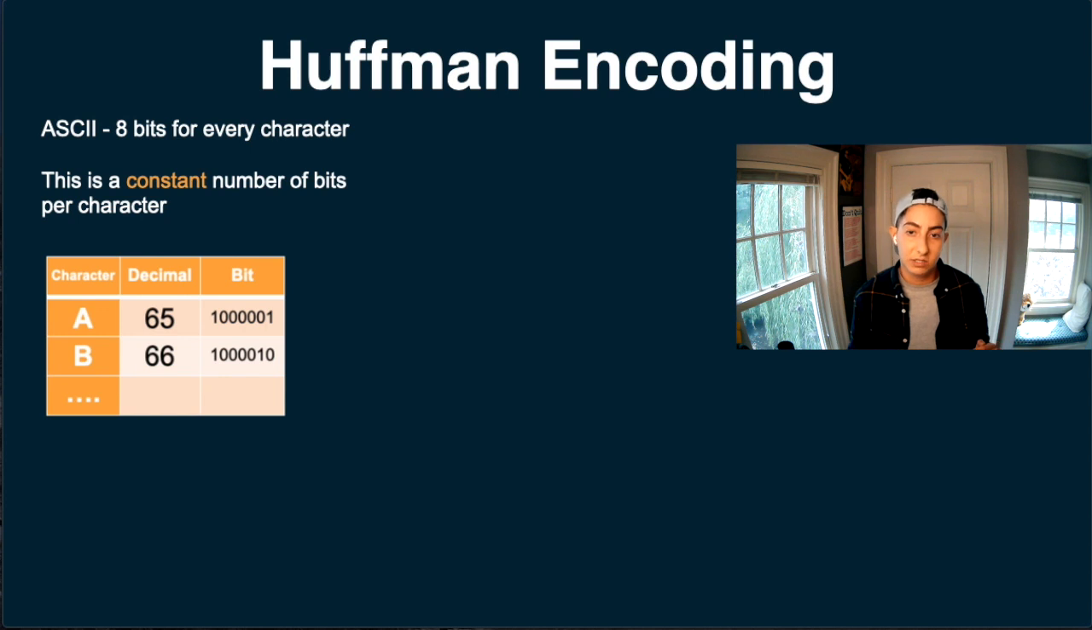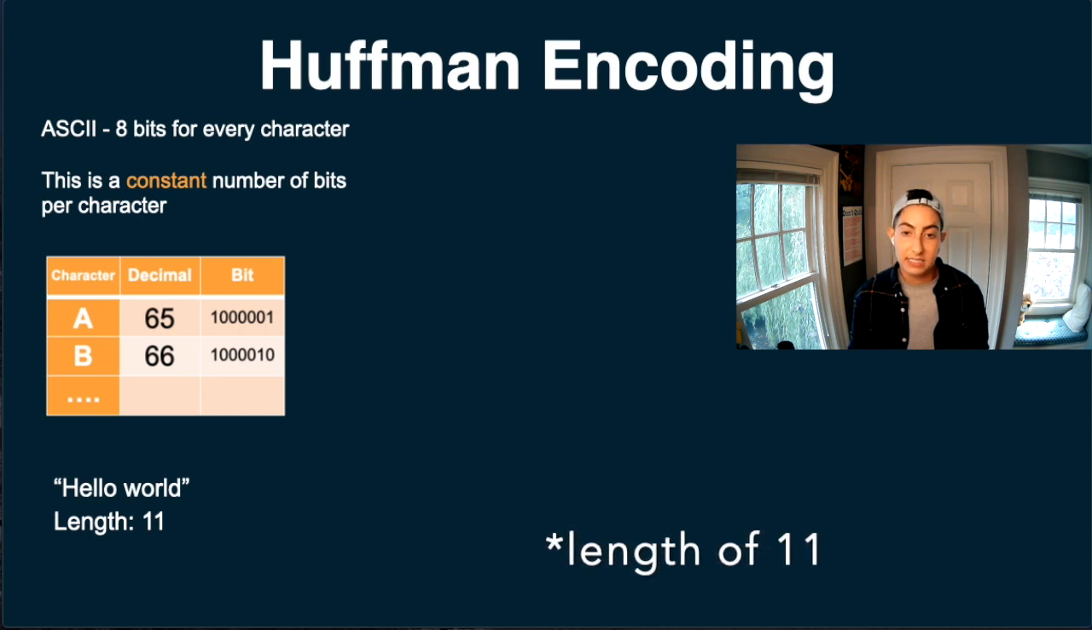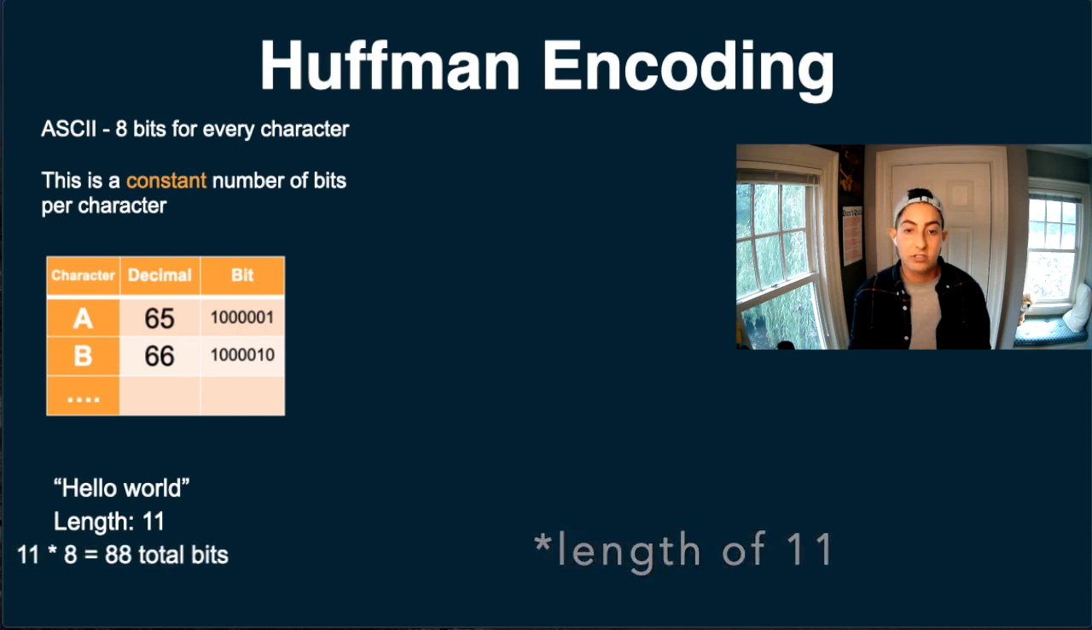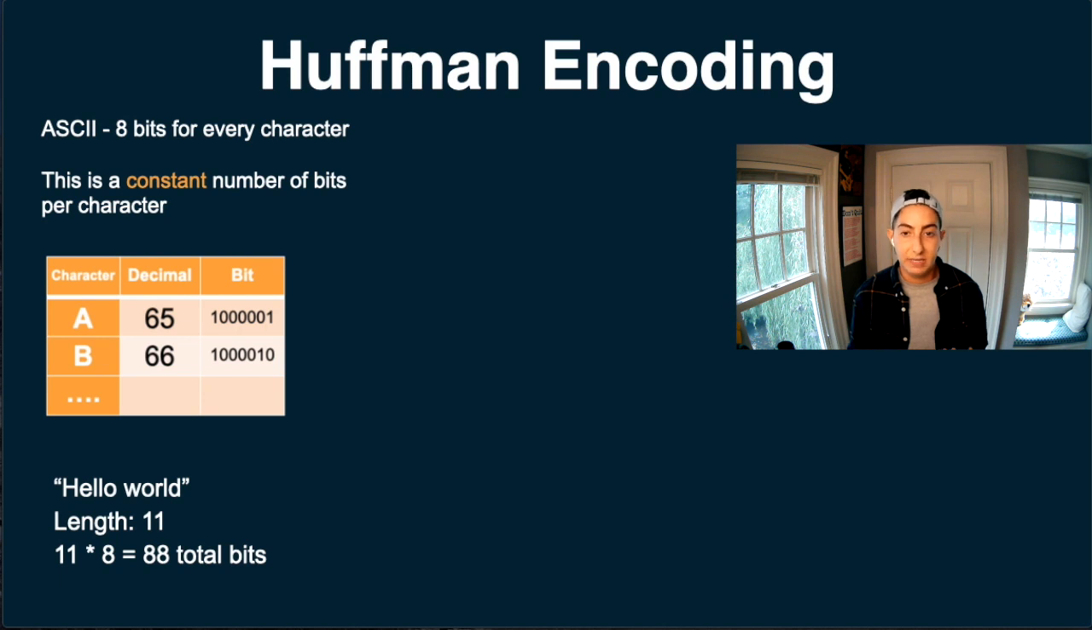Every single letter will have 8 bits, and it's a kind of uniform way of encoding things in bits and sending characters. So let's take an example, hello world. It has a length of 11, counting the space. That's how many characters there are. So that would be 11 times 8, because there are 8 bits per character. So a total of 88 bits is required to store the string hello world in ASCII encoding.